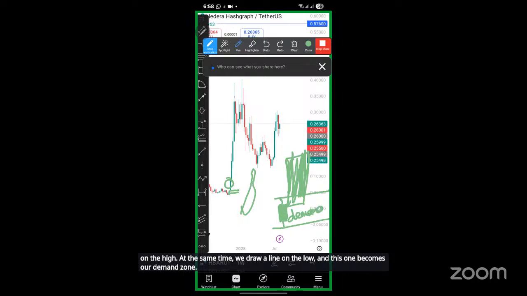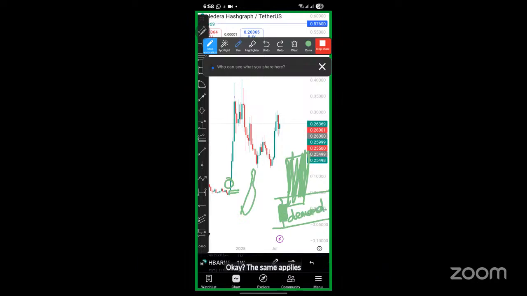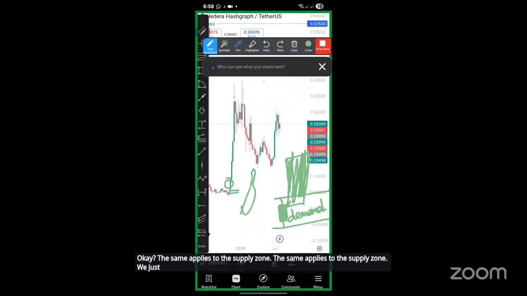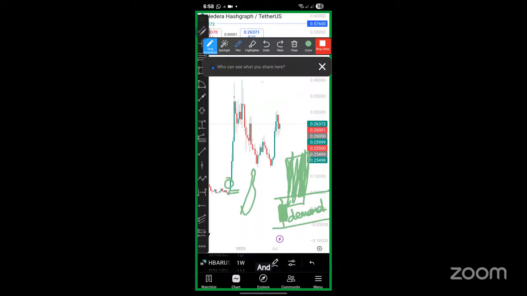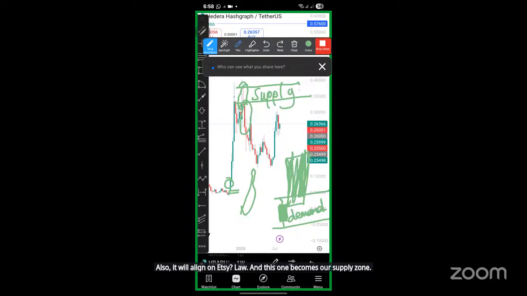The same applies to the supply zone. We just identify two consecutive candles. The first candle is a small volume candle and the next is a big volume candle. So we get the small candle, we draw a line on its high, and also we draw a line on its low, and this one becomes our supply zone.